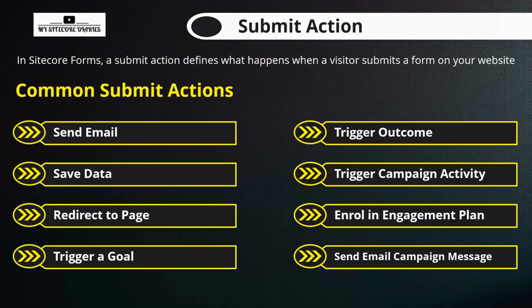So if you see these common submit actions here, the last five are related to marketing and campaigns. Triggering goal, triggering outcomes, trigger campaign activity, enroll in engagement plan, send email campaign message, all are related to marketing activity, because marketers are going to add the forms on your website, and there are activities related to your marketing plan or marketing strategies. Whereas send email will help you to send an email, save data will help you to save the data in the database, and redirect to page will help you redirect to the success page.